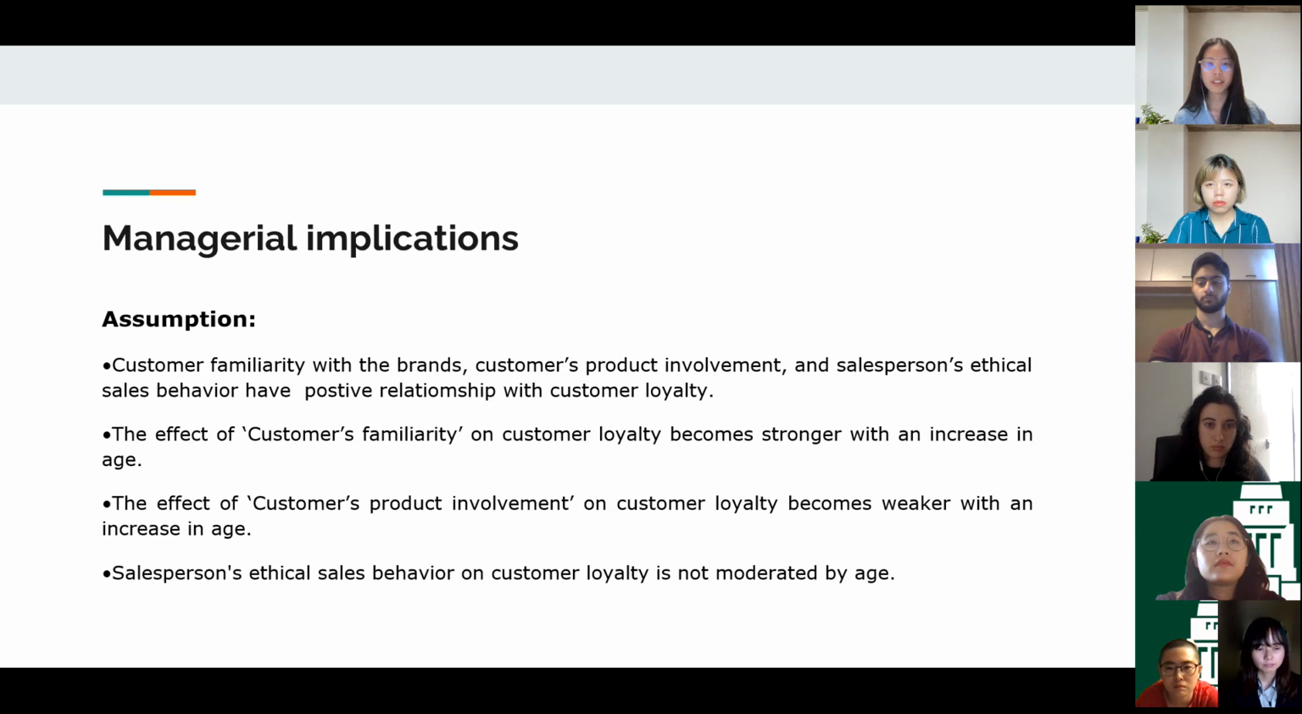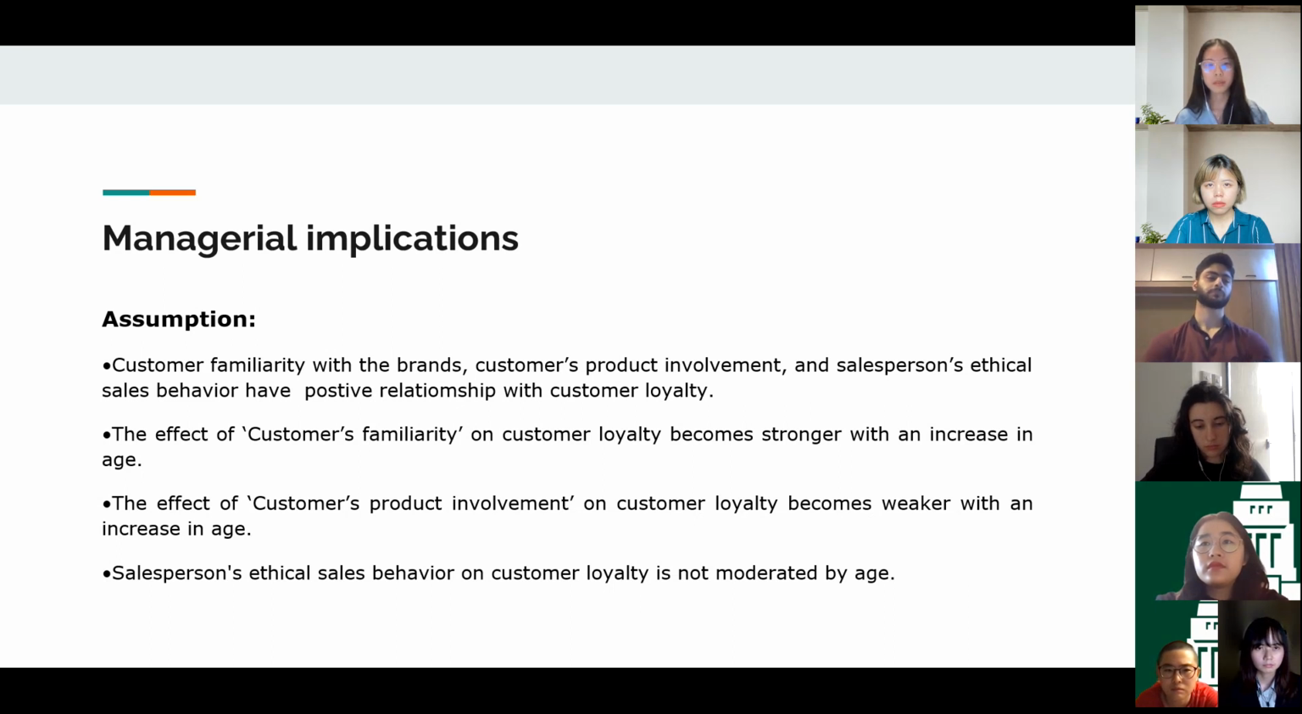Since our 3 independent variables have a positive effect on customer loyalty, it is essential to invest more in improving customer familiarity with the brands, customer product involvement, and salesperson ethical sales behavior. Taking one of the largest retail stores in Singapore, the FS&T Gallery, as an example, it has an Instagram channel with over 35,000 followers. It also has its own YouTube channel and Facebook account posting videos regularly in order to improve its customer familiarity. We think that this is a good example of increasing customer familiarity.